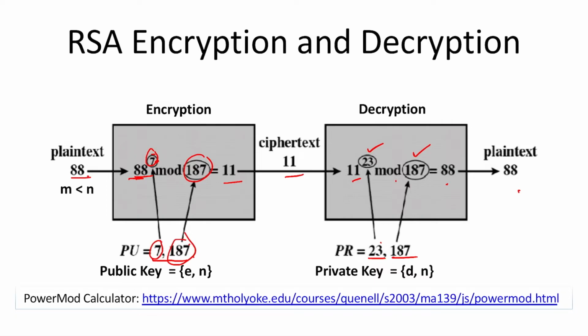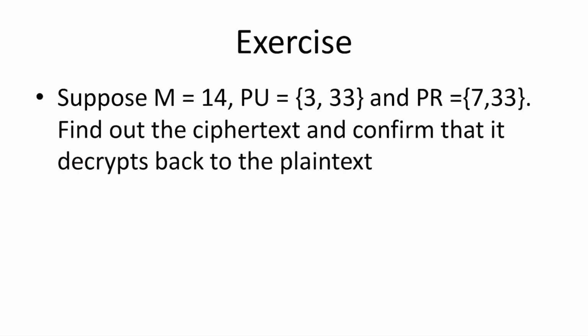For large bases and exponents, you can use this power mod calculator that I've provided at this link, because sometimes the Google calculator does not work properly to compute exponentiation mod a prime number. So pause here and find out the ciphertext given this message and the public key. Then check if the ciphertext decrypts back to the message using the corresponding private key.